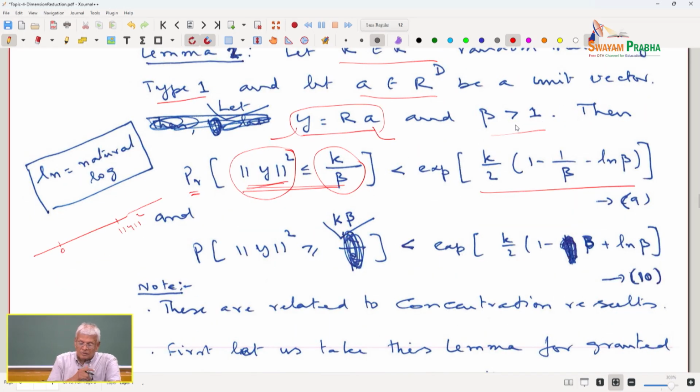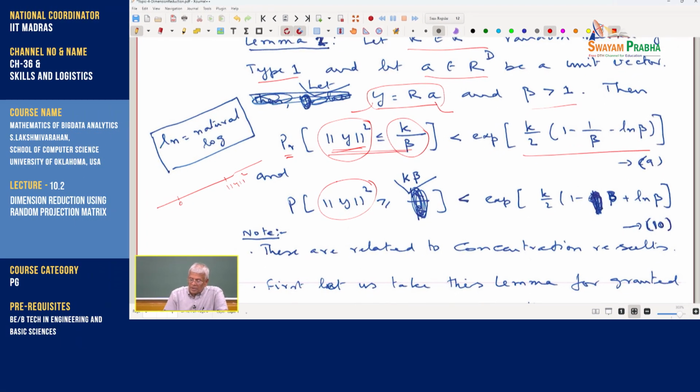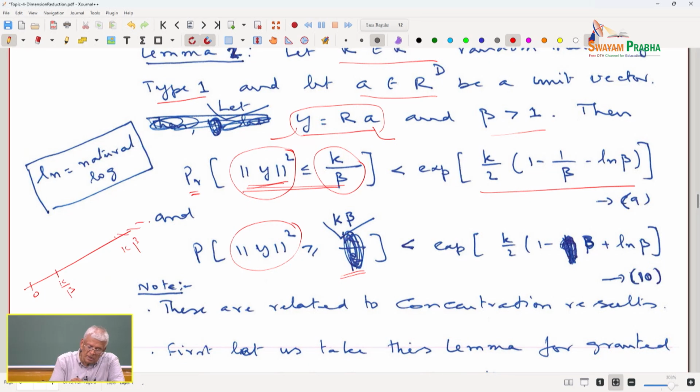Likewise, this is a non-zero random variable. What is the probability that it will be greater than k times beta? Let me draw this to give you a better idea. Here is 0. Here is k by beta. There is k times beta. So I'm interested in the probability that it lies above and lies below.